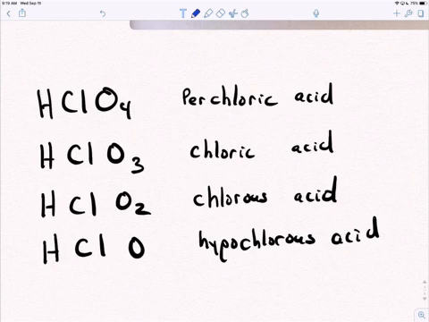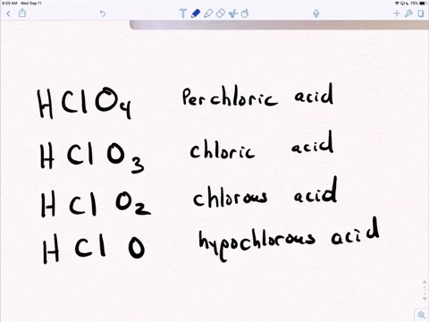So ClO3, that's chlorate. So HClO3 is chloric acid. ClO2 is chlorite. This is chlorous acid. If you have an extra oxygen past the ate, so chlorate plus another oxygen, you put the word per in front of that. So if this is chlorate, this is perchlorate, which is perchloric acid then with the hydrogen.